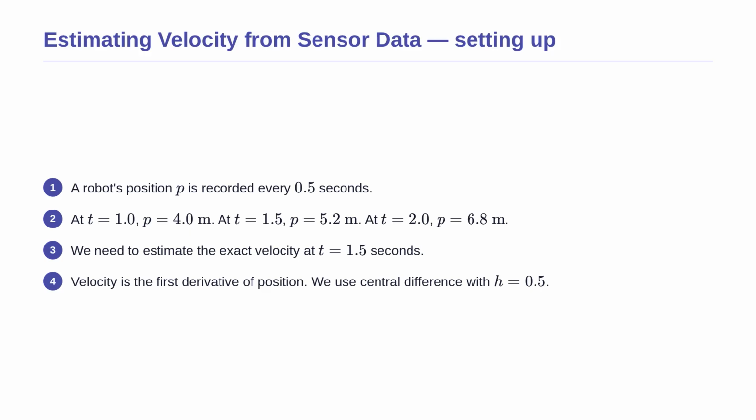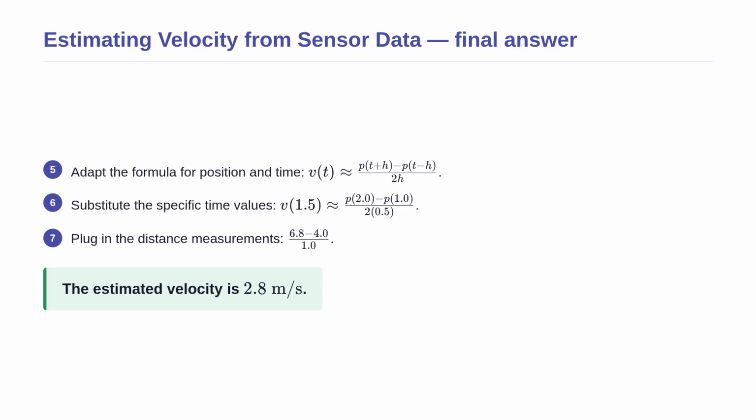Because we want the velocity at the middle time point and we have data for both the past and the future, the central difference method is the perfect tool. We can now calculate the final velocity using our sensor readings. We write out the central difference formula, adapting the variables so that p represents position and t represents time.